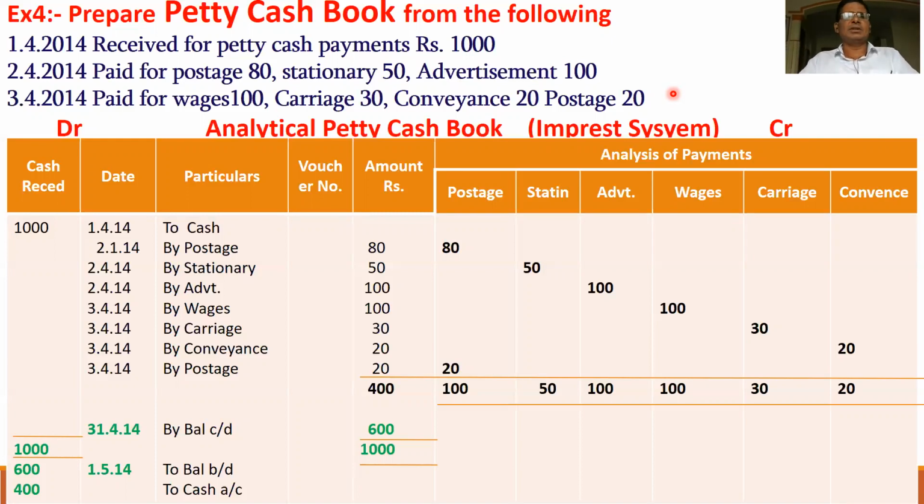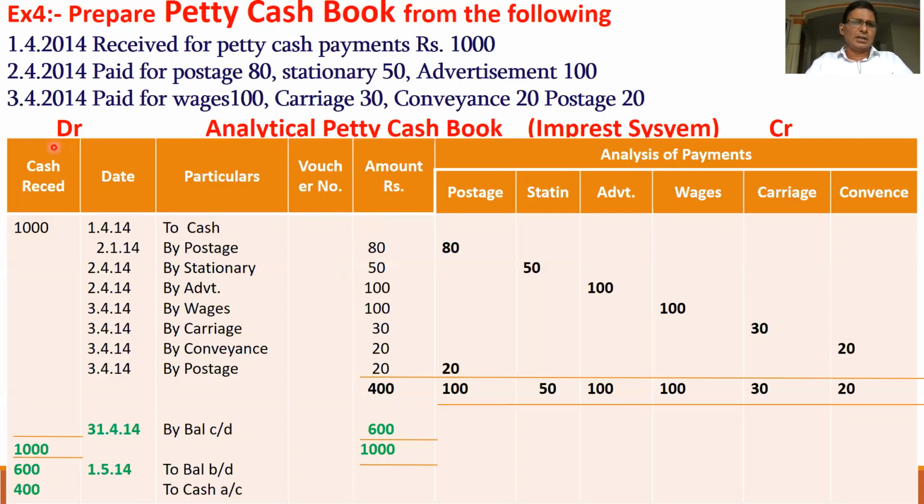In the impress system, the head cashier is going to reimburse the total expenses of the previous month, so that the available balance will be 1,000 every month. That is the petty cash book. Preparation of the petty cash book seems to be complex, but it's very easy. But don't look at the total analytical petty cash book only once. If you see it once it seems somewhat complex, but it's very easy.